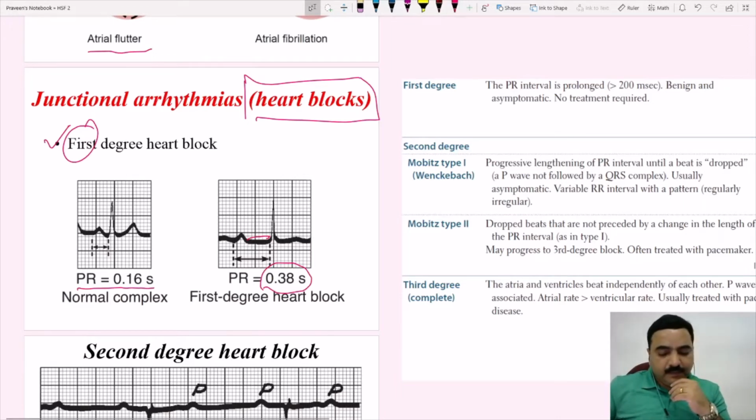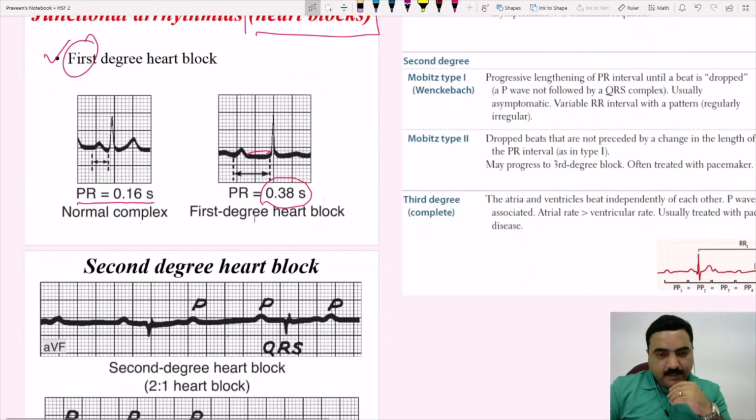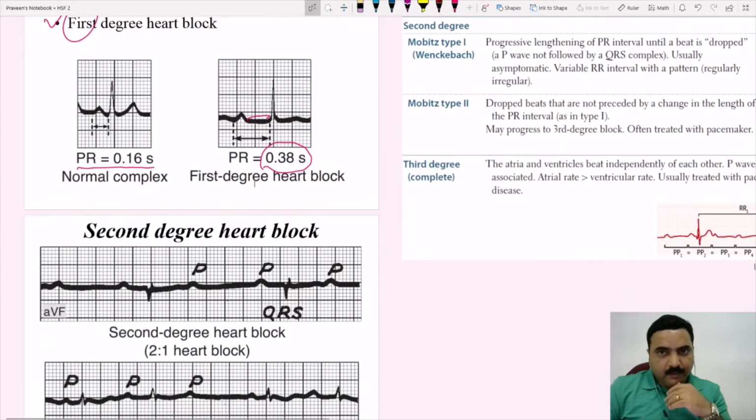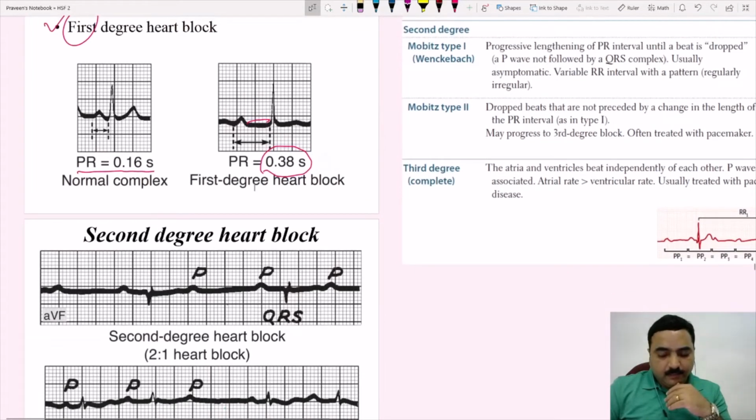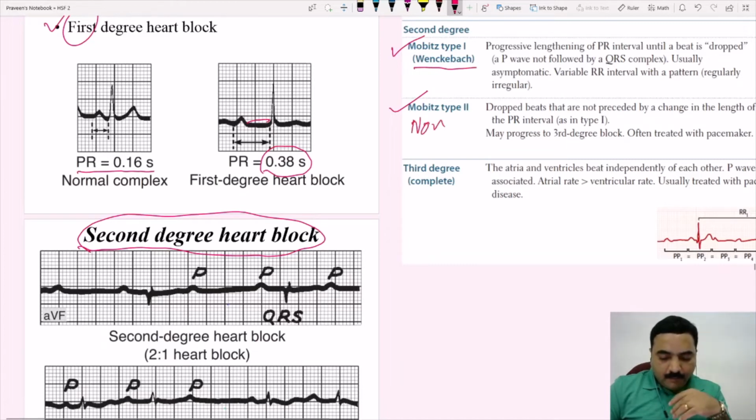Now we have finished with the first degree. Let's see the second degree heart block. You have two different types of second degree heart block. It can be called Mobitz 1 or Mobitz 2. Sometimes Mobitz 1 is referred to as Wenckebach and Mobitz 2 is referred to as non-Wenckebach.